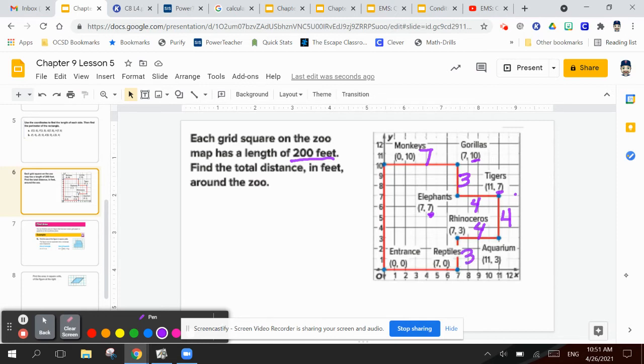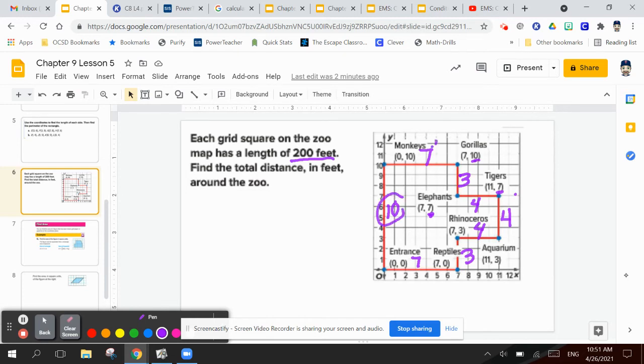From the reptiles to the entrance, the zeros are the same. So 7 minus 0 is 7. And from the beginning to the monkeys, the zeros are the same. So I subtract 10 minus 0, which is 10. So then I add all of those together.